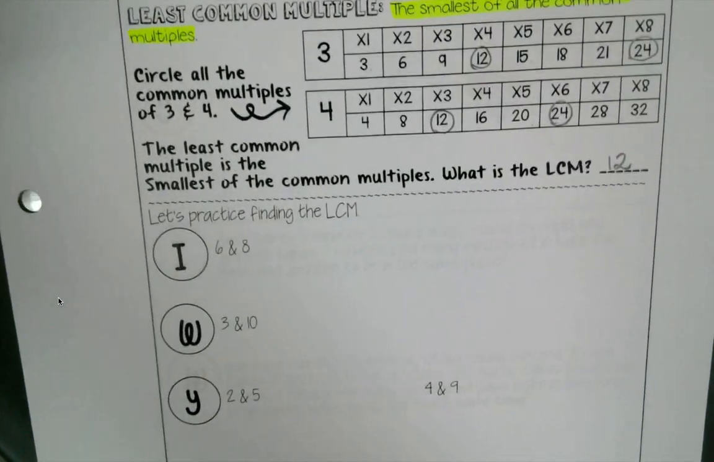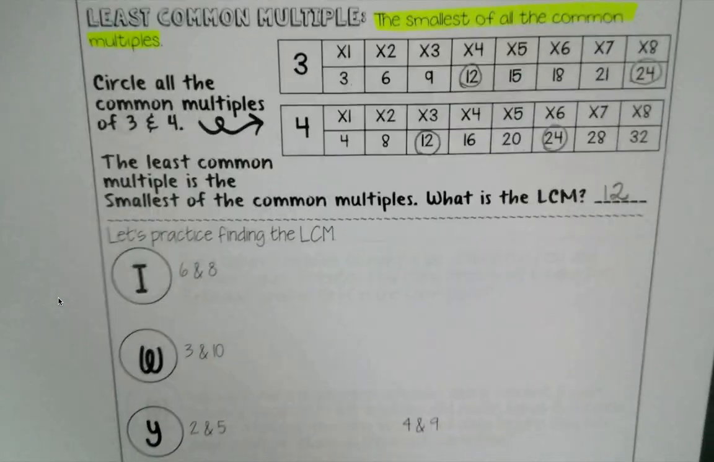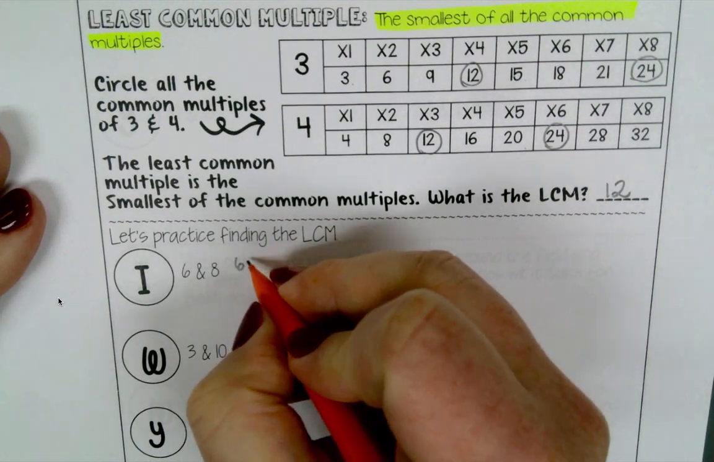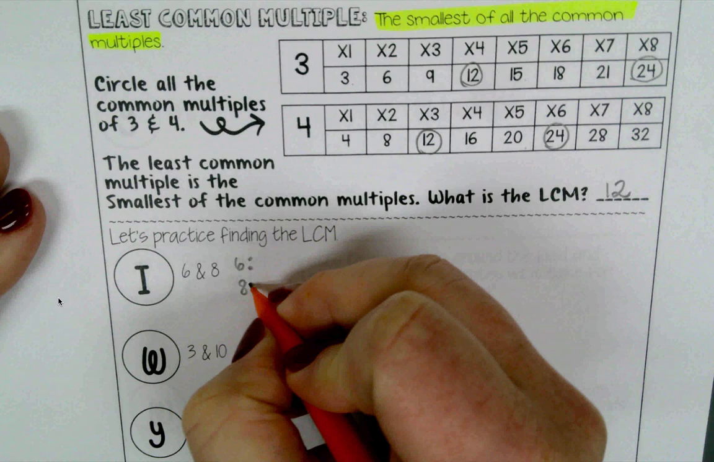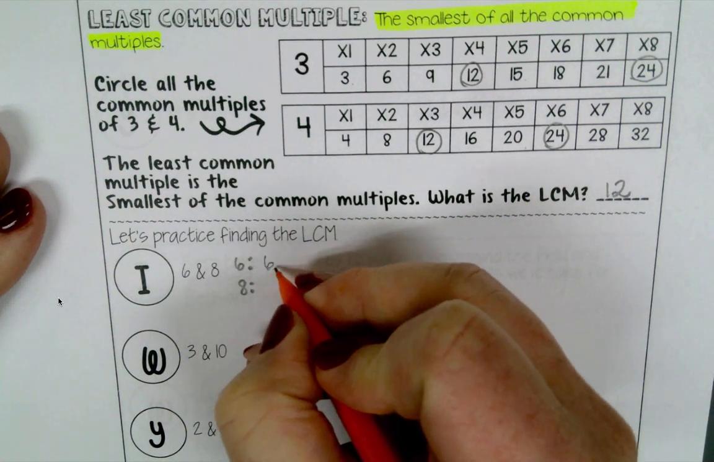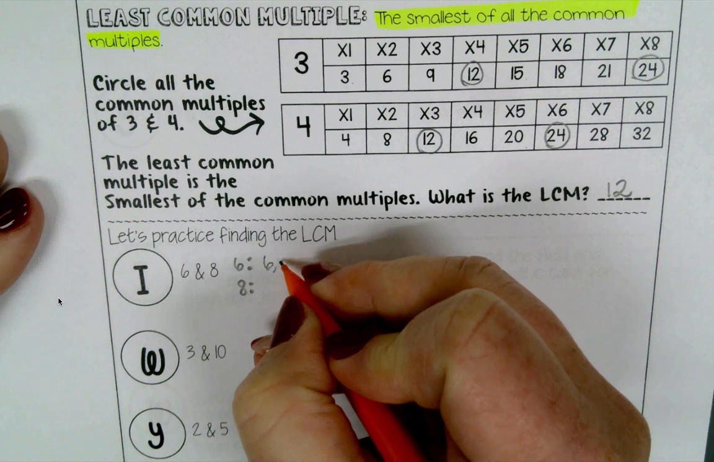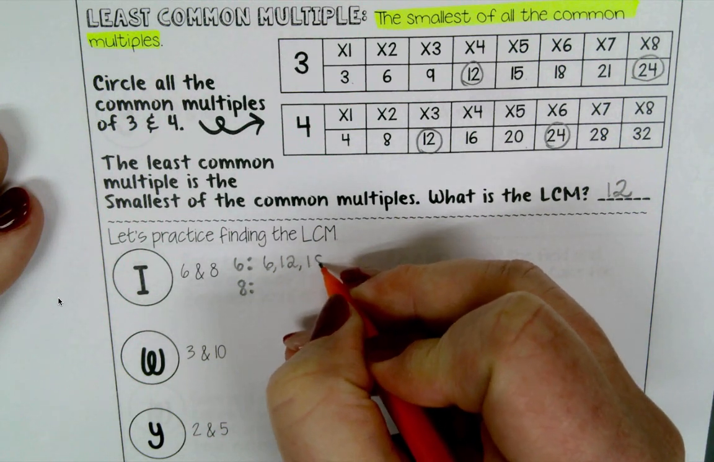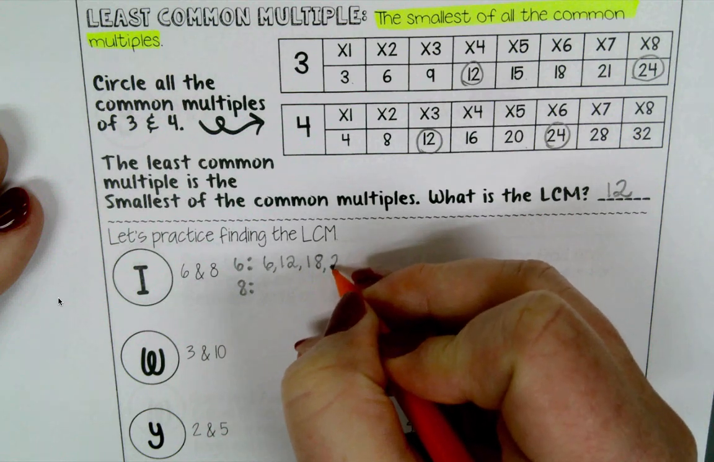We're going to do similar to what the table has up there. So I'm going to start with 6 and 8. I'm going to write 6 and 8, and then I'm going to start writing out the multiples. 6 times 1 is 6. 6 times 2 is 12. 6 times 3 is 18. 6 times 4 is 24.